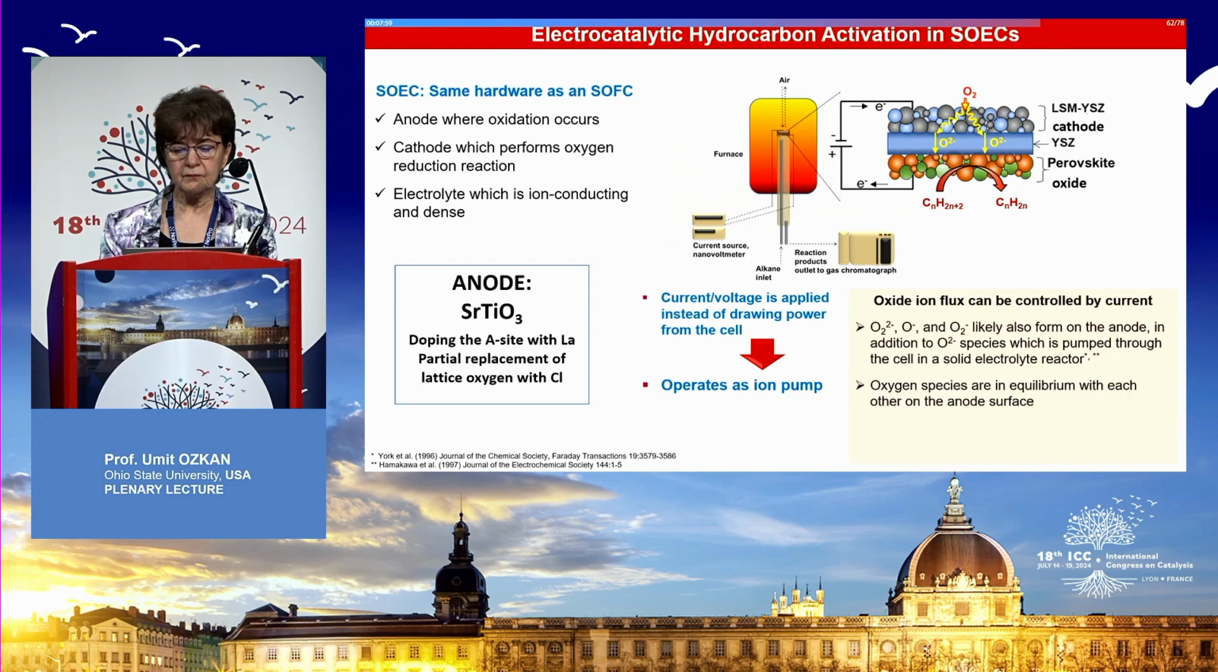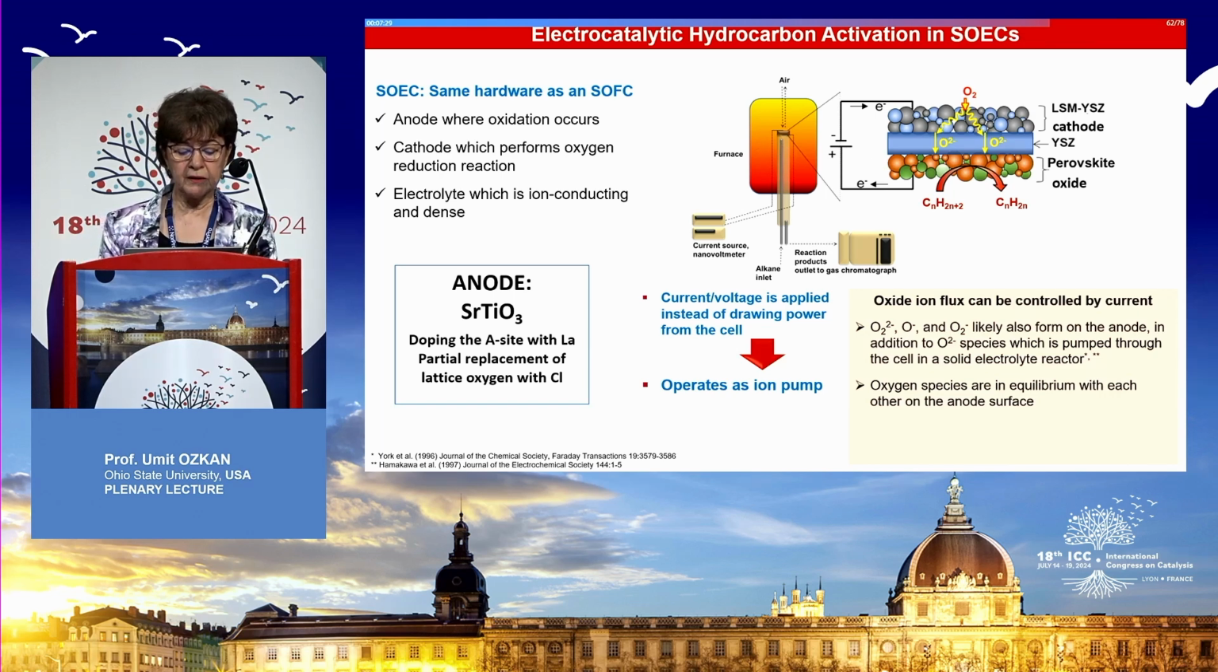And of course, we can change the catalytic properties of the anode surface, acidity, surface energetics, by tuning the material properties. So in this case, the material we chose was a strontium titanate, and we doped the A site with lanthanum, and then we replaced partially the oxygen ions with chlorine, and we have seen very different catalytic or electrocatalytic behavior. And the anode is where the oxidation is happening, and for the cathode, we can really pick any material.